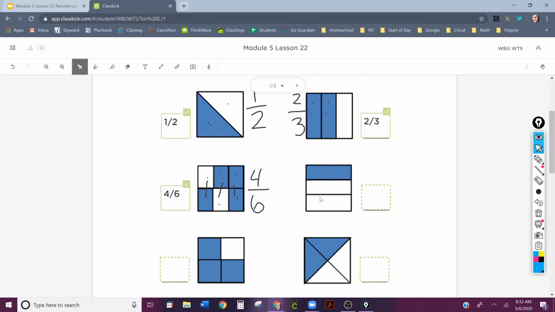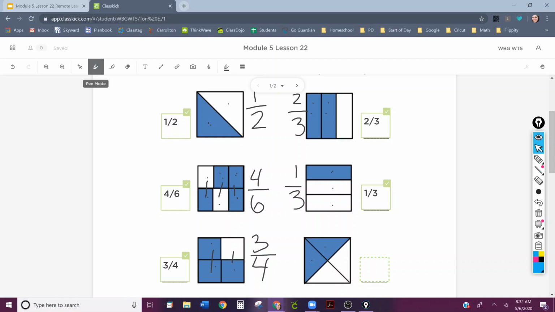This one here. One piece is shaded out of 1, 2, 3. That fraction is 1/3. Remember, if I'm going a little fast for you, you can always pause the video, or if you didn't catch something, don't forget that you have the rewind function. You can just rewind and watch it again. Next one. There are 1, 2, 3 pieces shaded out of 2, 4 pieces altogether. That fraction is 3/4.